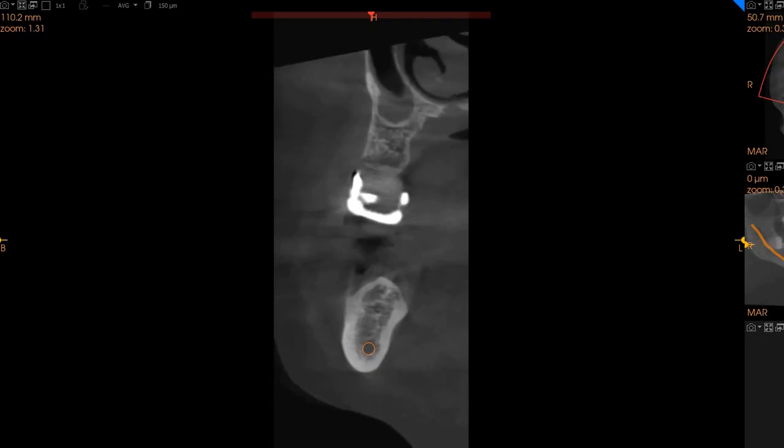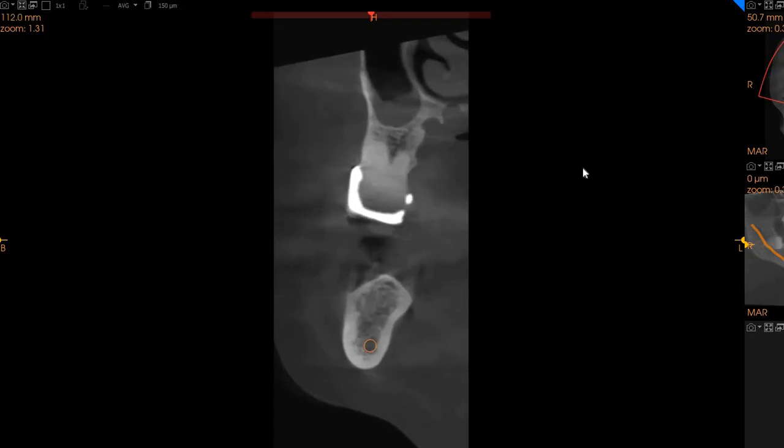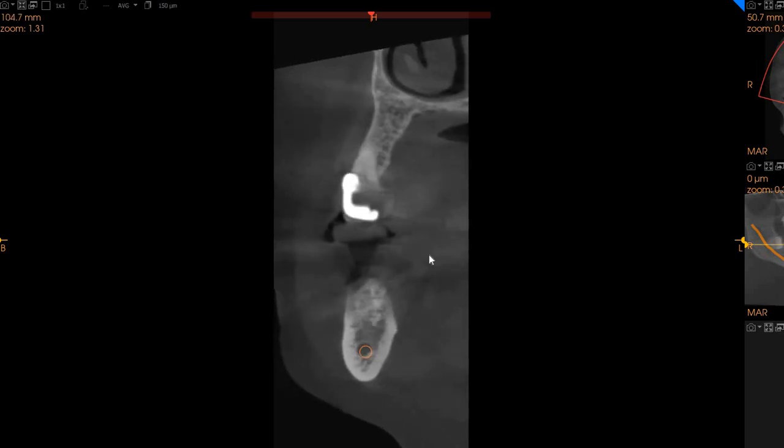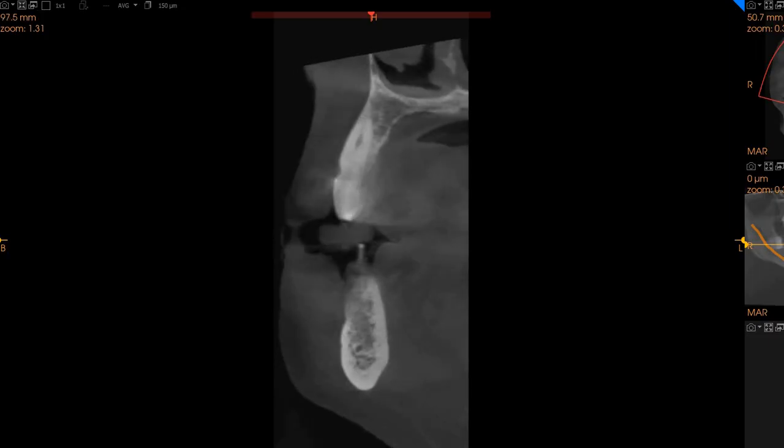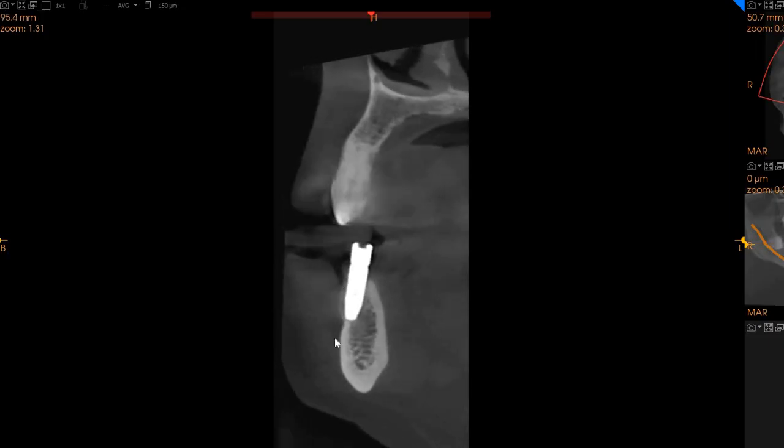In the region of the lower left six, we've got an approximate ridge width of 12 millimeters and a height of approximately 11 millimeters, so an implant placement here is possible. Just distal to the mental foramen, we again have a slight bit of bone, 7 millimeters of ridge width with approximately 12 millimeters of height.